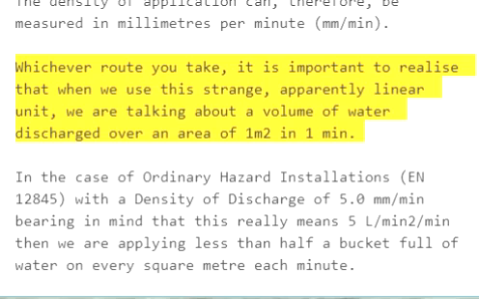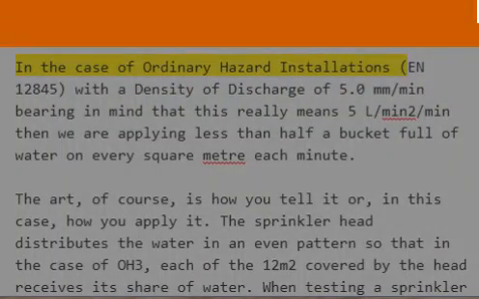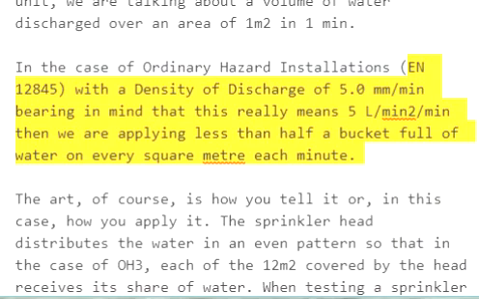Whichever route you take, it is important to realize that when we use this strange, apparently linear unit, we are talking about a volume of water discharged over an area of 1 square meter in 1 minute. In the case of ordinary hazard installations, EN 12845 with a density of discharge of 5.0 mm per minute, bearing in mind that this really means 5 L per square meter per minute, then we are applying less than half a bucket full of water on every square meter each minute.